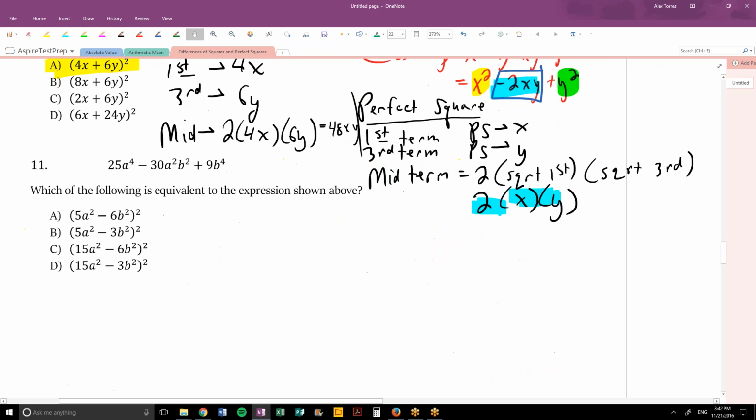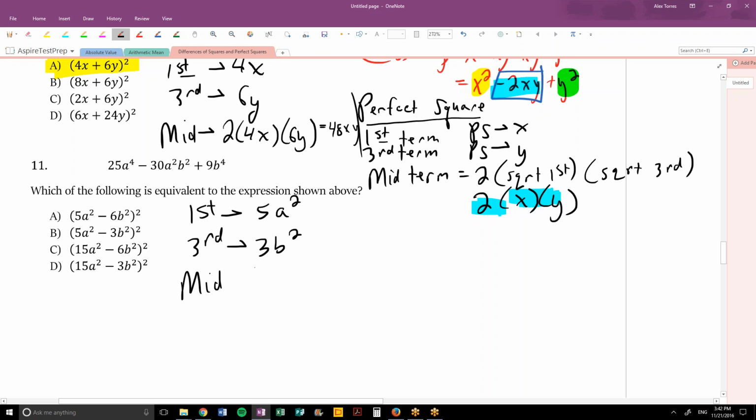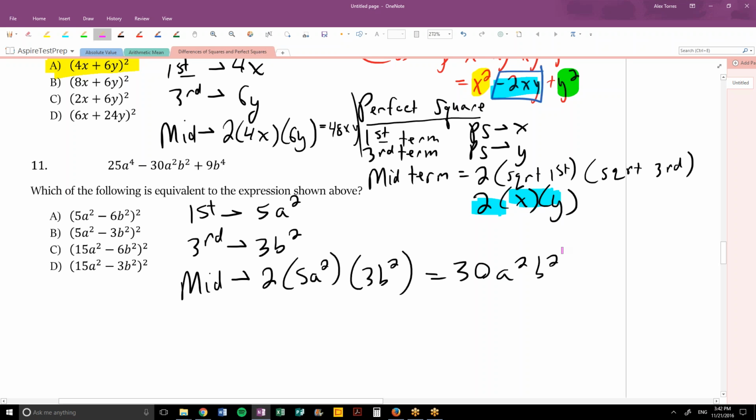For number 11, is the first term a perfect square? Yes, because the square root is 5a squared. Is the third term a perfect square? Yes, because the square root is 3b squared. Is the middle term equal to 2 times the square root of the first term times the square root of the third term? Well, that would give us 2 times 5 times 3, which is 30 a squared b squared, and that perfectly matches what we have right here.